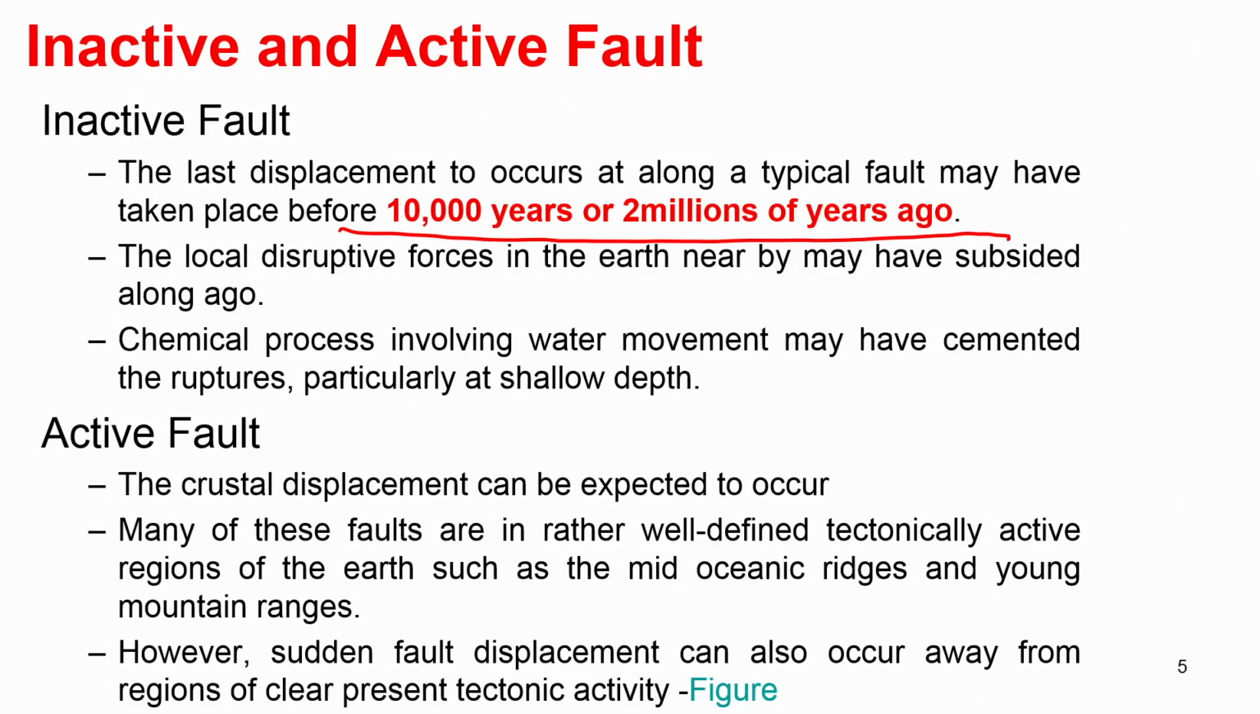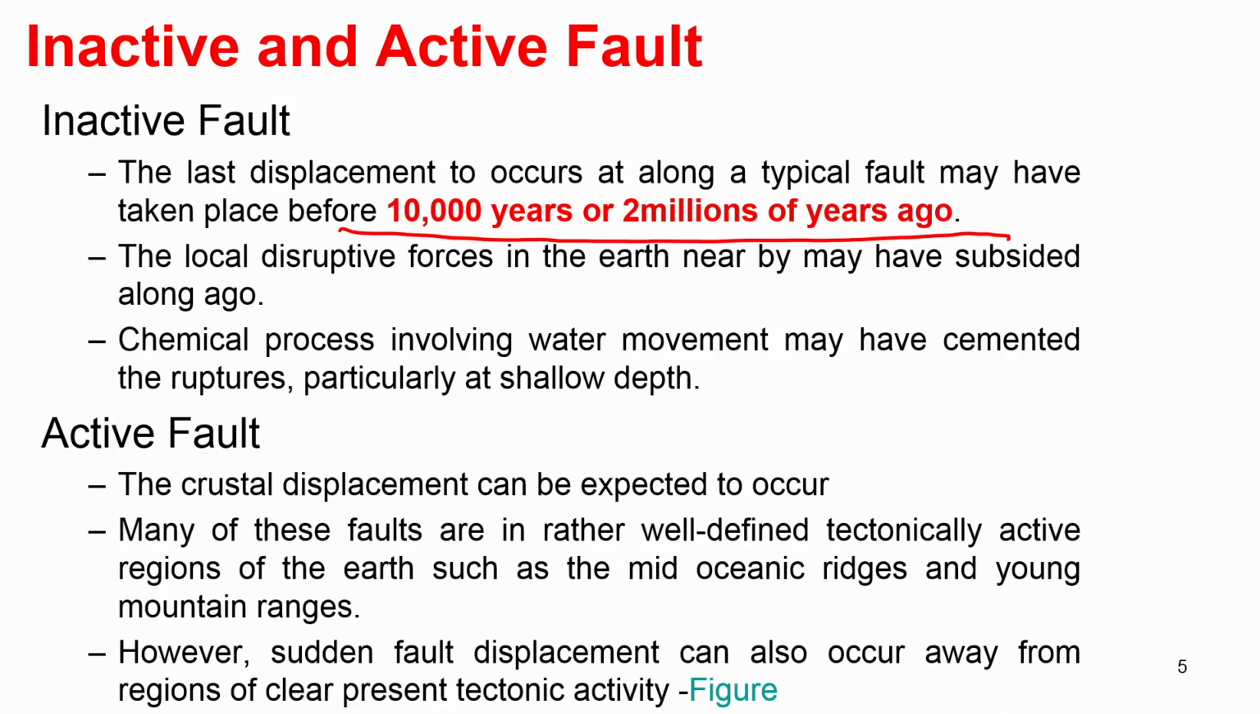So then how do you define an active fault? An active fault you can define as one where crust displacement can be expected to occur. Crust displacement means there is a movement in the high precision GPS position showing that the crust is moving. So that kind of place you can take as an active fault.